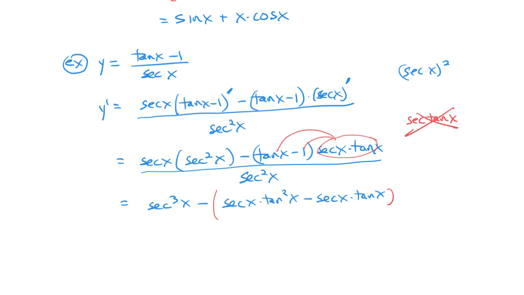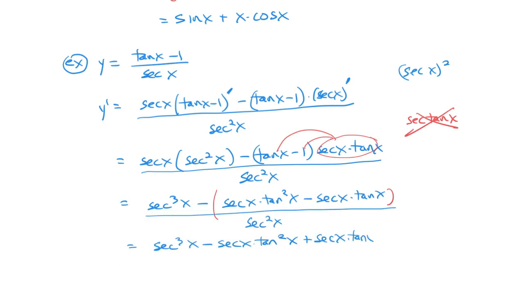And then this is all over secant squared x. So this gives us secant cubed x. I'm going to distribute the negative through and get secant x times tangent squared x plus secant x times tangent x all over secant squared x. And now I know you guys would never leave it like this because there are 1, 2, 3, 4 terms, and what do they all have in common? Secant, right? So we can cancel a secant out of everything. It'll be secant squared, that will be gone, that will be gone, and this will be secant to the first power.